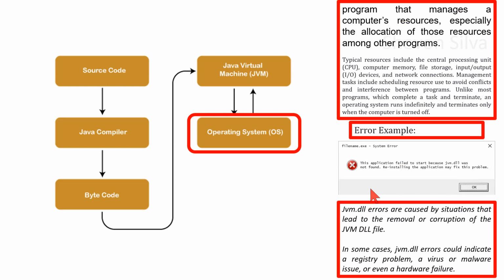As an error example, we can take this error message: filename.exe System Error. This application failed to start because jvm.dll was not found. Reinstalling the application may fix this problem. jvm.dll errors are caused by situations that lead to the removal or corruption of the jvm.dll file. In some cases, jvm.dll errors could indicate a registry problem, a virus or malware issue, or even a hardware failure.